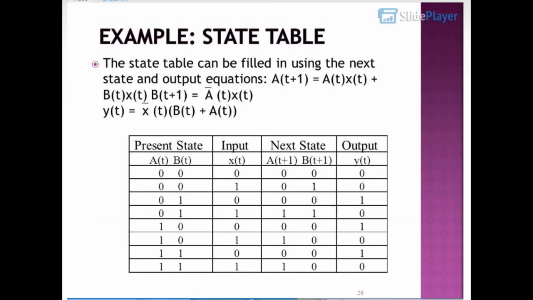Example, state table. The state table can be filled in using the next state and output equations. A(t+1) equals A(t)X(t) plus B(t)X(t). B(t+1) equals A'(t)X(t). Y(t) equals X(t)B(t) plus A(t). Columns: present state A(t) B(t), input X(t), next state A(t+1) B(t+1), output Y(t).